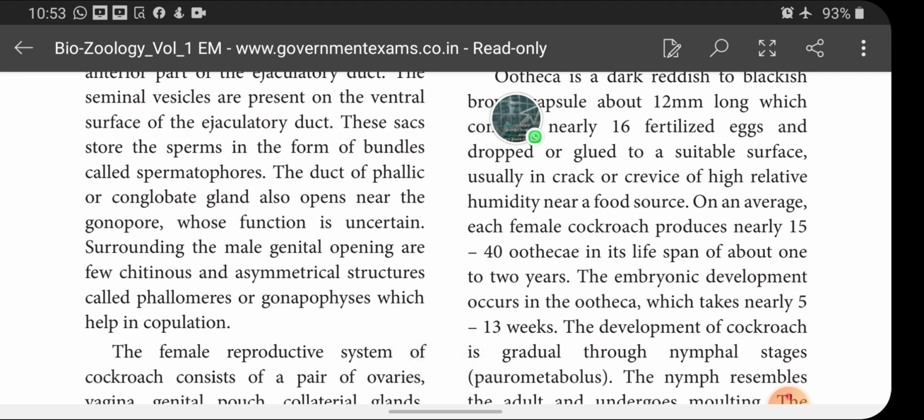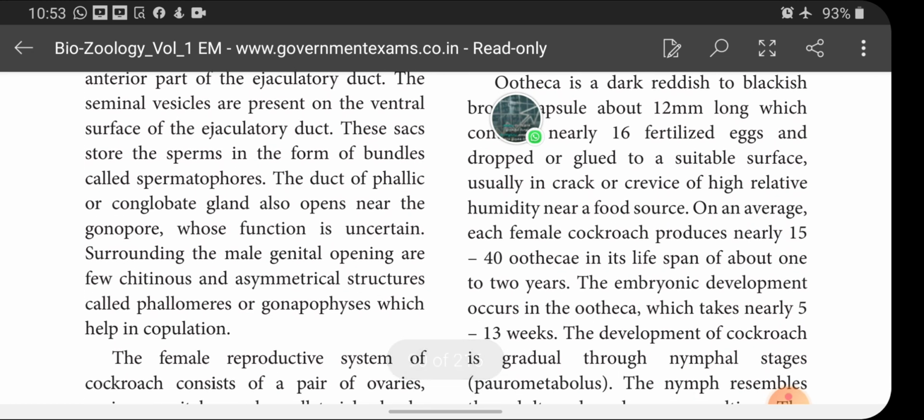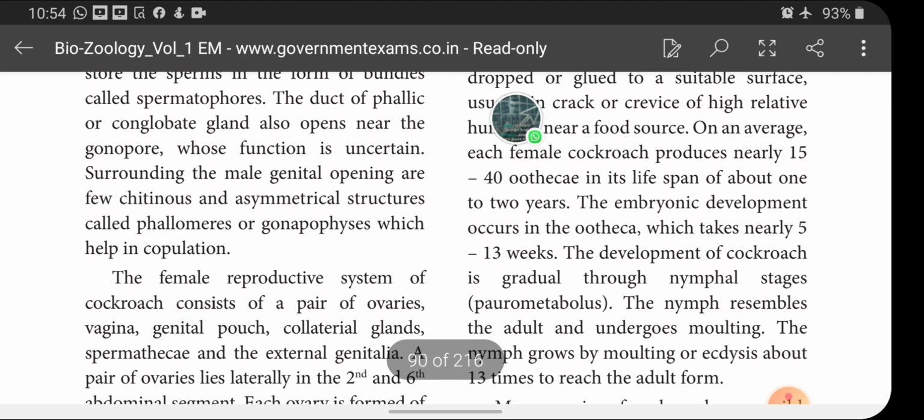These sacs store the sperms in the form of bundles called spermatophores. The duct of the phallic or conglobate gland also opens near the gonopore, whose function is uncertain. Surrounding the male genital opening are a few chitinous and asymmetrical structures called phallomeres or gonapophyses, which help in copulation.